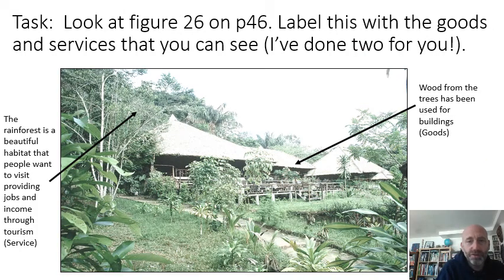And then you'll see that on page 46, there's this image here, which is an example of ecotourism in the rainforest. And what I want you to do is try and label the picture with as many goods and services that you can see. Now you'll see I've done two for you. So I've given you an example of some goods. So wood has been used from the rainforest to help build these houses or buildings. And also I've provided an example of service where the rainforest itself, because it's such a special habitat, people want to visit, and that provides jobs through tourism. So that provides a service. So try and think of different ways that a rainforest, and this picture, you can see examples of it, provides goods and services.